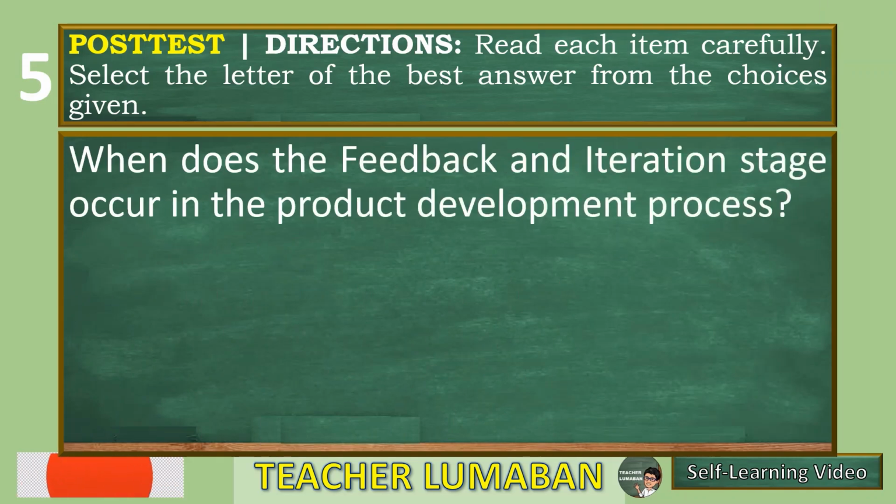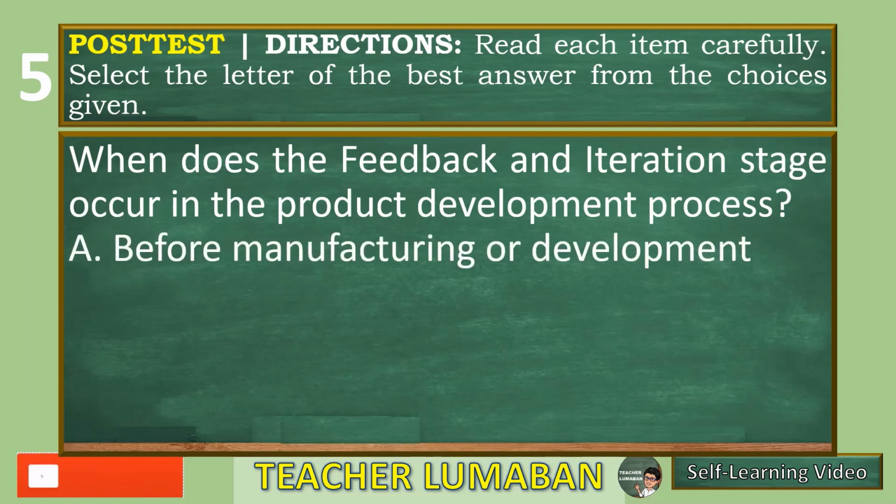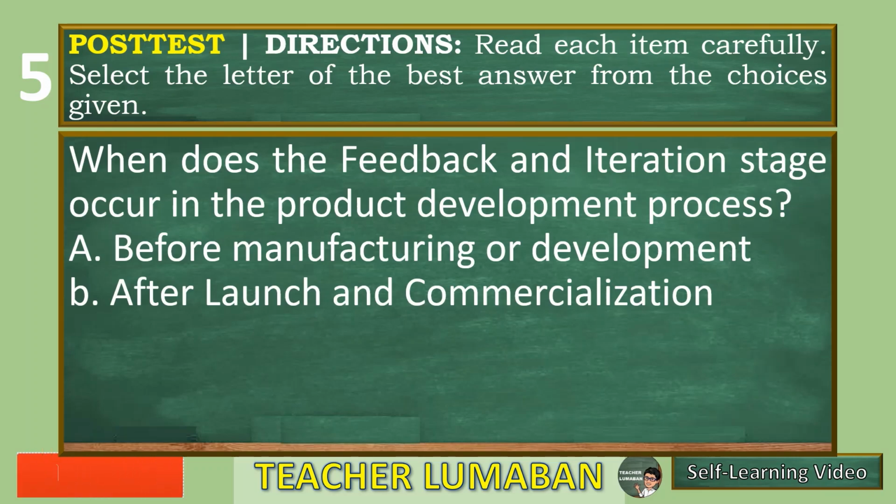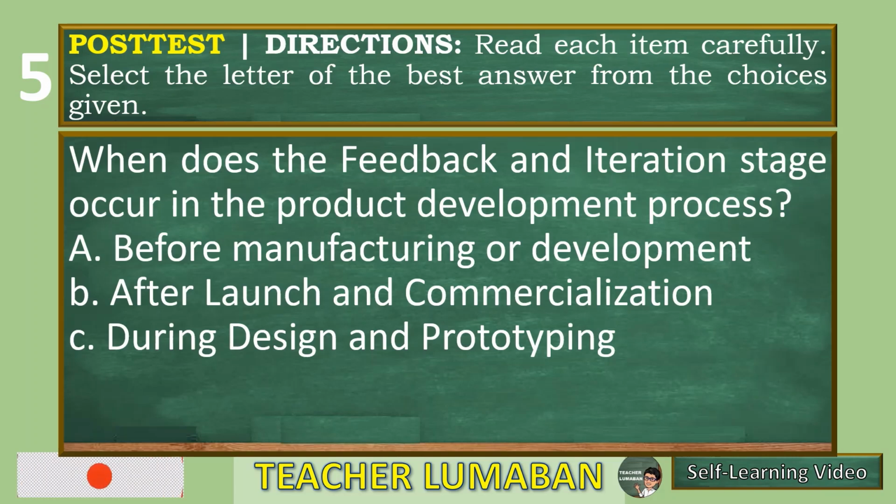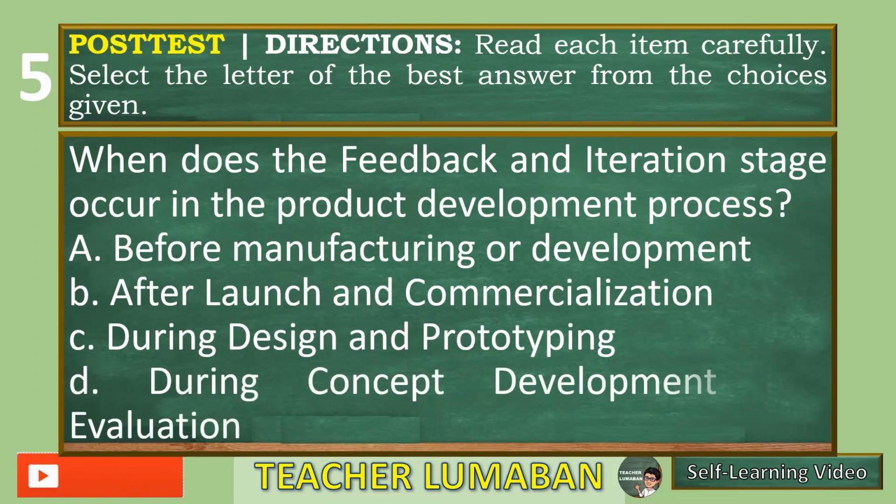When does the feedback and iteration stage occur in the product development process? A. Before manufacturing or development. B. After launch and commercialization. C. During design and prototyping. D. During concept development and evaluation.